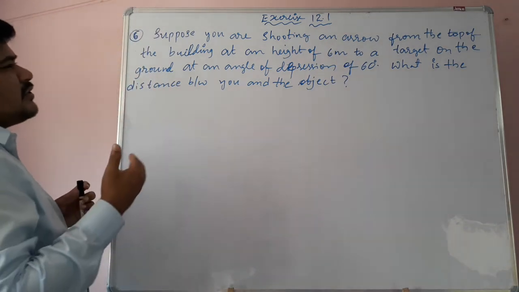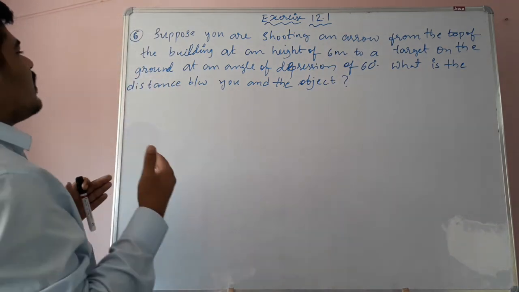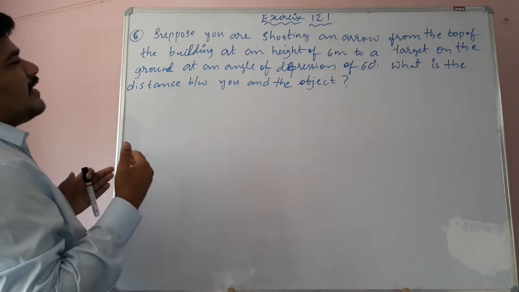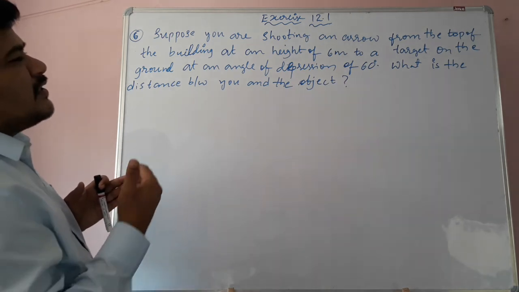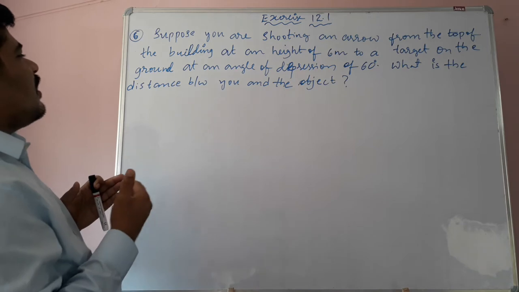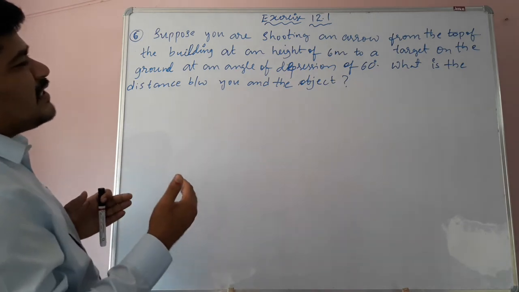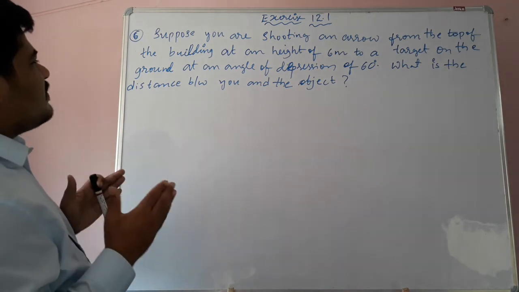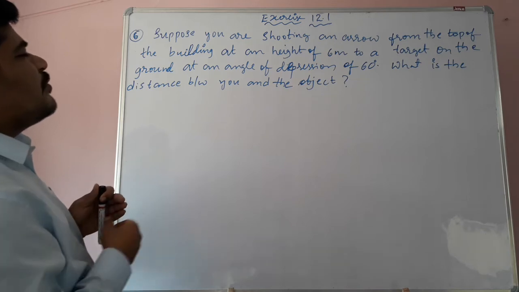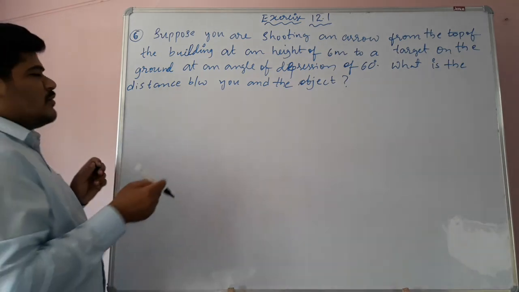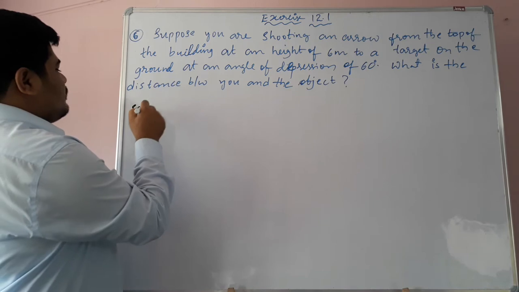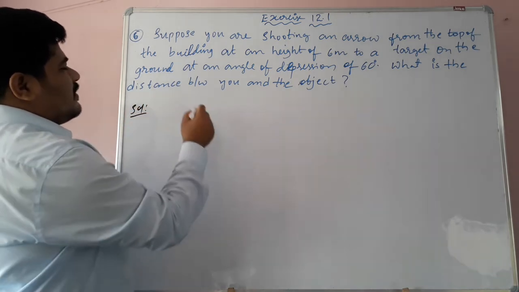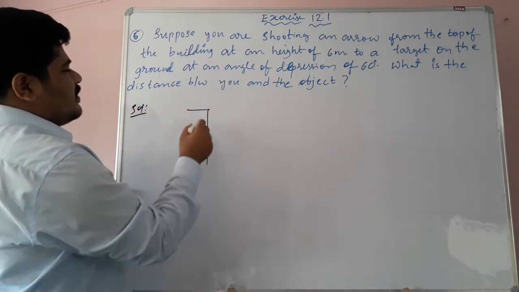Suppose you are shooting an arrow from the top of a building at a height of 6 meters to a target on the ground at an angle of depression of 60 degrees. What is the distance between you and the object? So students, this is the rough diagram.